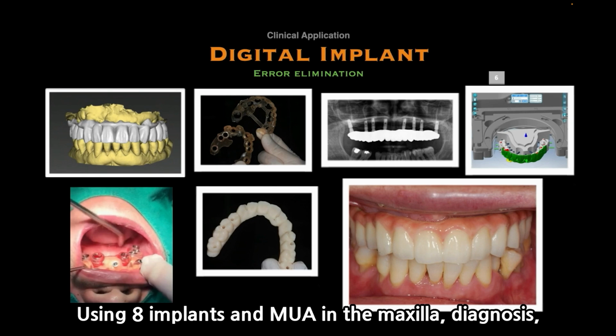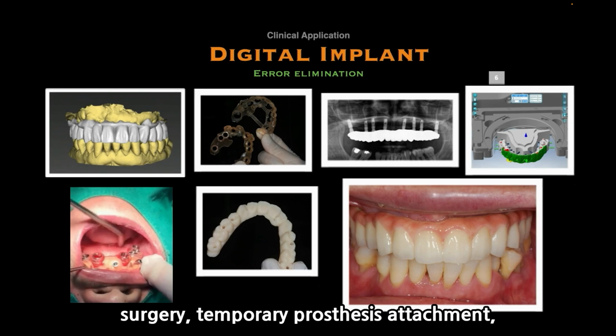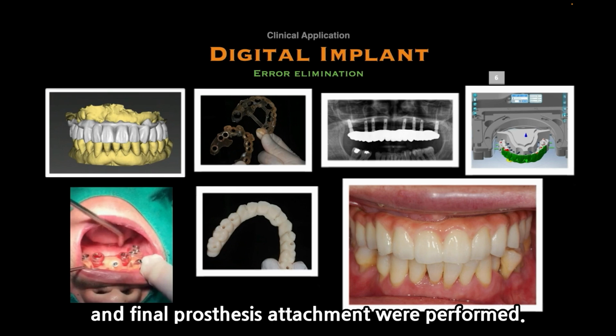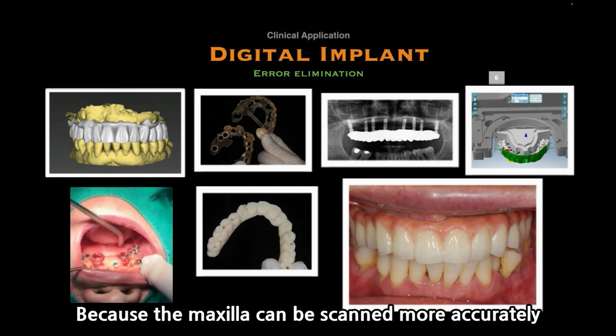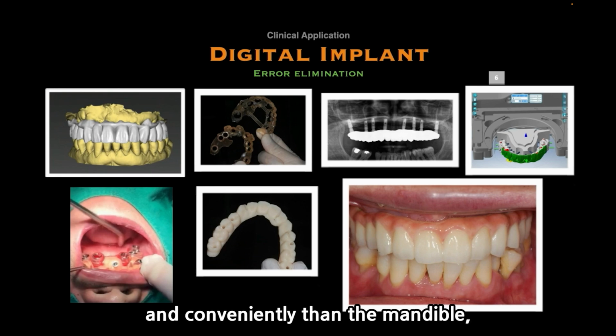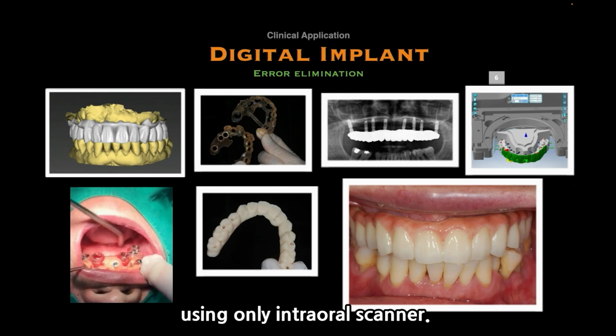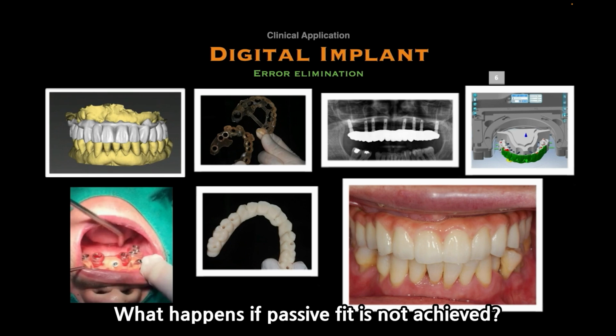Using 8 implants and MUA in the maxilla, diagnosis, surgery, temporary prosthesis attachment, and final prosthesis attachment was performed. Because the maxilla can be scanned more accurately and conveniently than the mandible, the entire process was carried out using only an intraoral scanner. What happens if passive fit is not achieved?